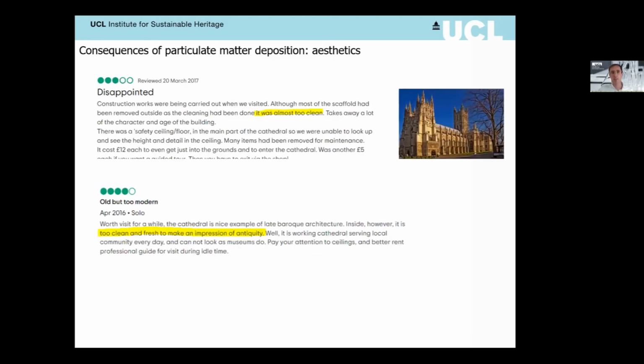Have a look at these reviews in TripAdvisor. One is a review of a building visited from the outside, the cathedral in Canterbury. The other one is a review of a church visited from inside. And in both of them, the reviewer comments that the building was too clean. In one of them, it says, it was too clean and fresh to make an impression of antiquity. So there is an expectation among some visitors that there will be dust that will contribute positively to their experience.